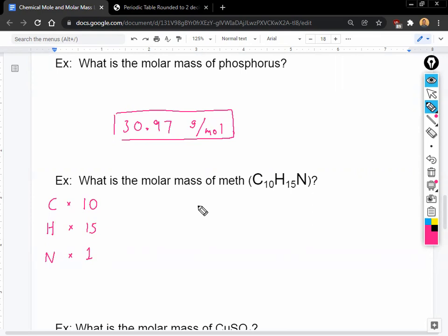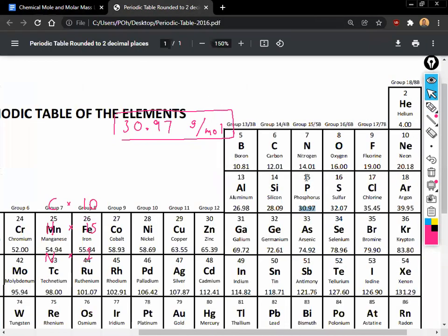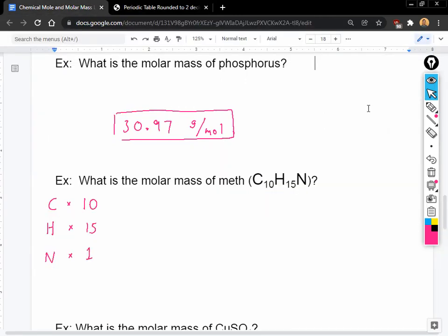Let's go to the periodic table. I want you to find carbon. What's the molar mass of carbon? Yeah, 12.01. So on your paper, you're just going to write that carbon is 12.01. And since I have 10 of them, I'm just going to multiply it by 10.